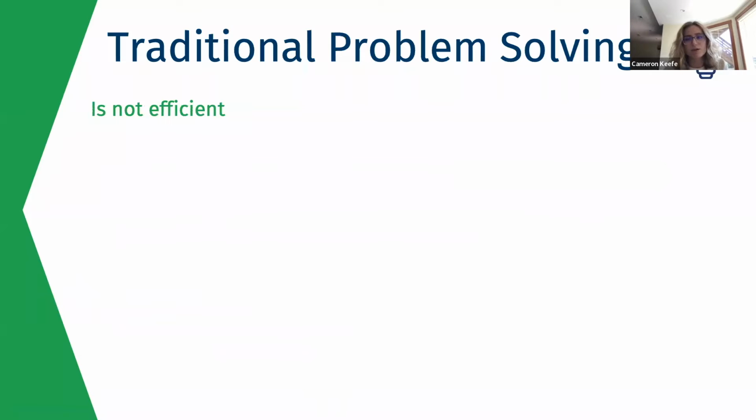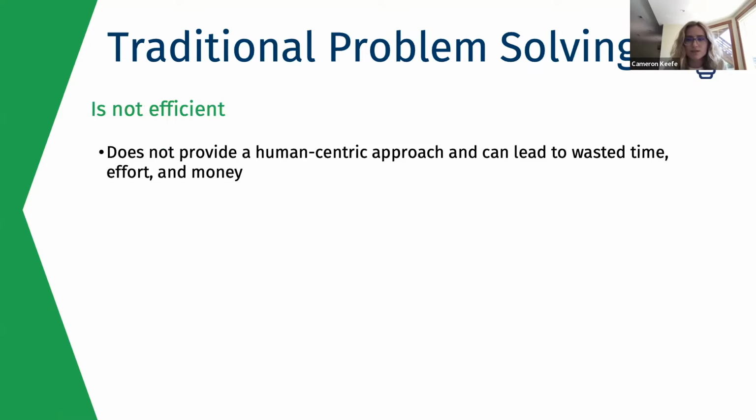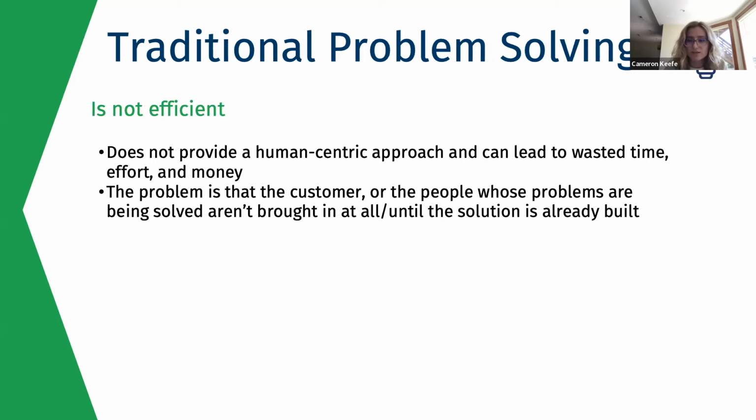Design thinking came about because traditional problem solving is not efficient. Traditional problem solving does not provide a human-centric approach that can lead to wasted time, effort, and money. The main issue is that the customer, or the people experiencing the problem, aren't brought in at all, or they aren't brought in until the solution is already built. Because the customers aren't consulted or involved in the process, it leads to companies creating products and wasting money on marketing for items that people don't need and they don't want to buy. So this leads us to ask, what is a better way to solve problems instead of this traditional way?